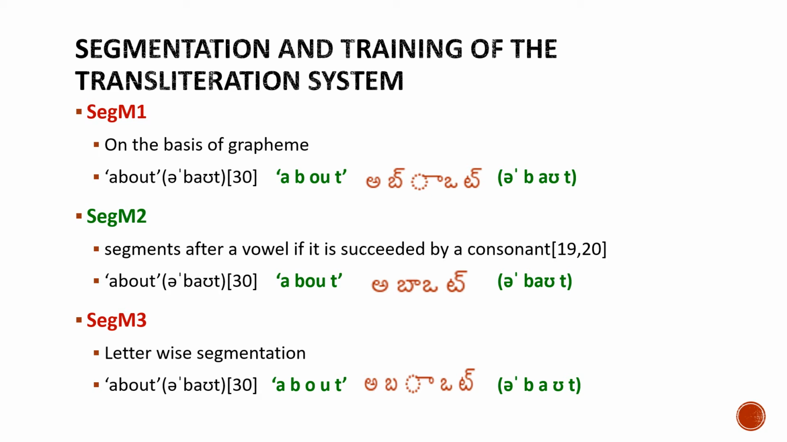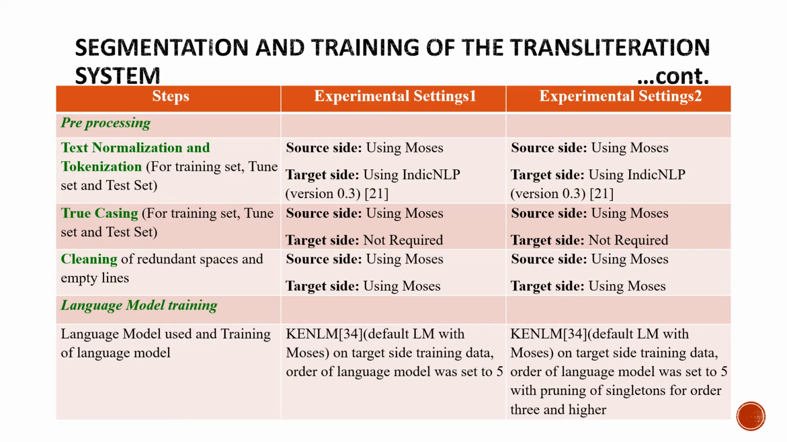Similarly, the target side words were segmented after a vowel or vowel modifier, or a full consonant if they are succeeded by a consonant. In the third method, source and target side words were segmented after every character. For the target language, each modifier and half consonant were also considered as a single character. Here are the few settings used with Moses and Giza++.